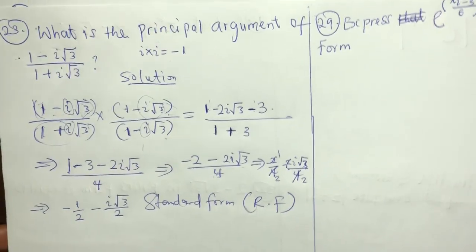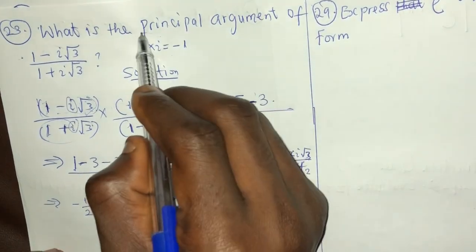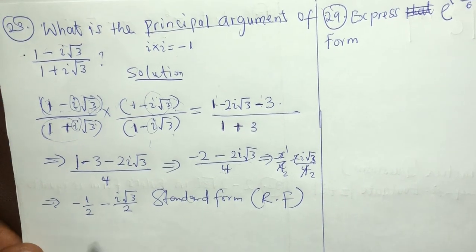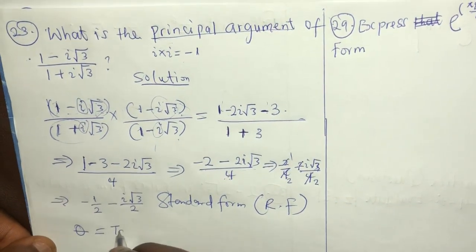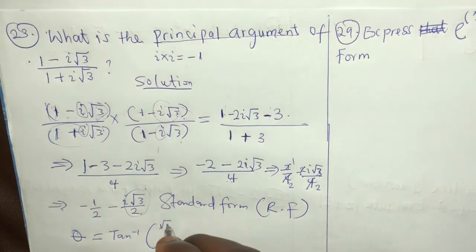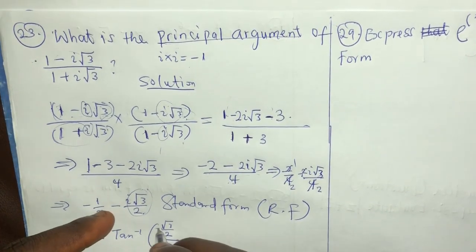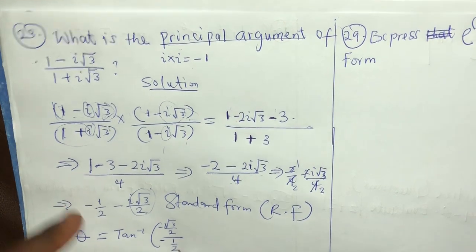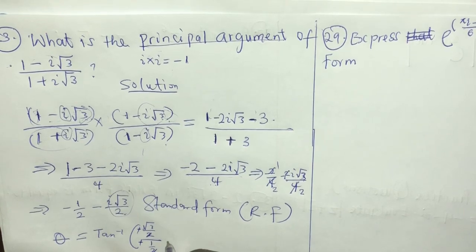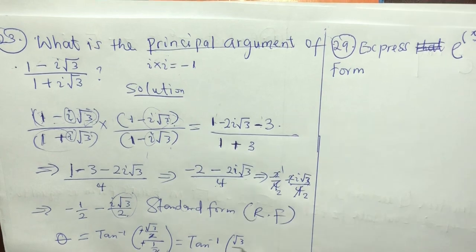But due to the fact that they did not ask us to find the standard form, what they ask us for is the principal argument, right? Or the argument. Let's talk about argument first. So to get the argument, the angle is going to be, remember I told you, tan inverse of, start with the imaginary part, minus root 3 over 2, then divided by minus 1 over 2. Minus cancels minus, right? 2 divides 2. What do you have left? Tan inverse of root 3 over 1.